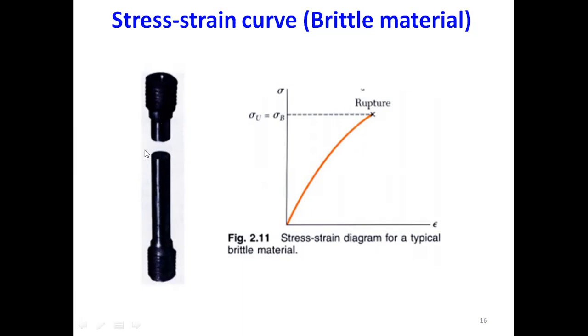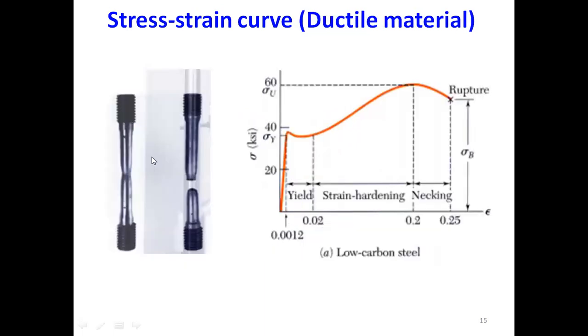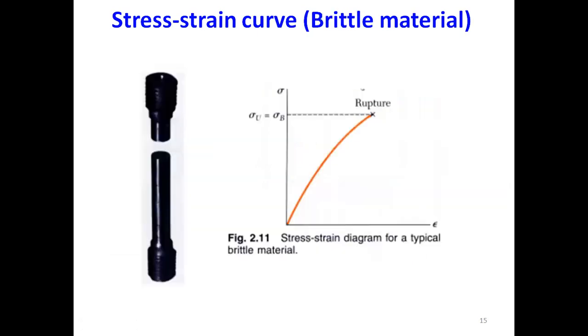The failure of the brittle material is like this. No necking actually happens in the brittle material. In the ductile material, this is the main differentiation between ductile and brittle material. If somebody shows you the specimen and you see the necking phenomenon, you could very easily say that the material is a ductile material. In the ductile material, there would be a prominent necking. In the brittle material, there would be no necking, and the stress strain curve would be like this.